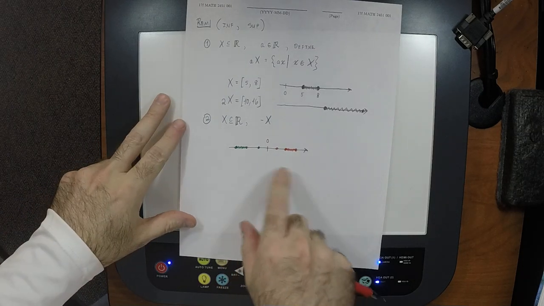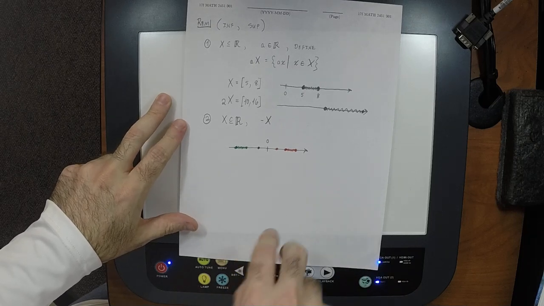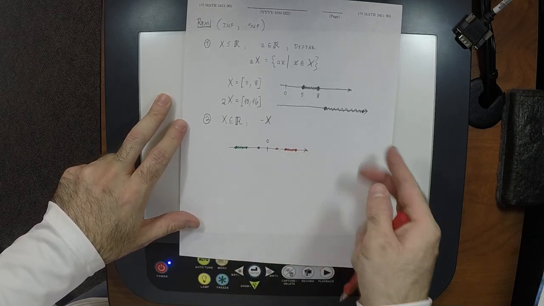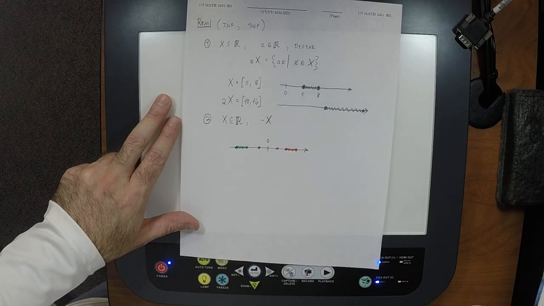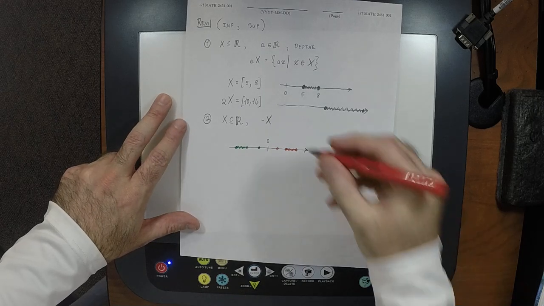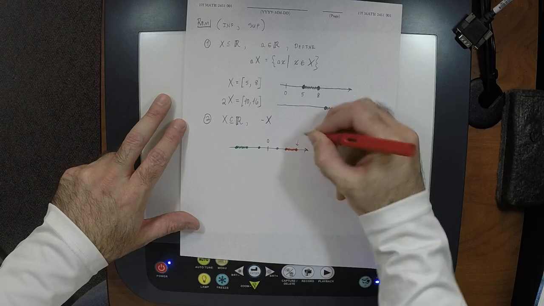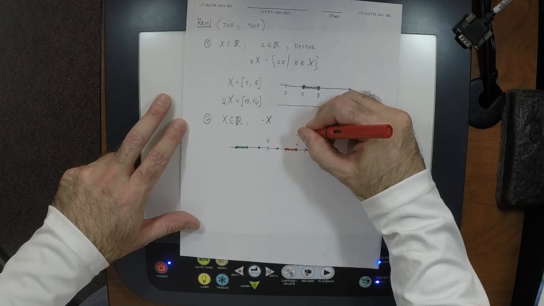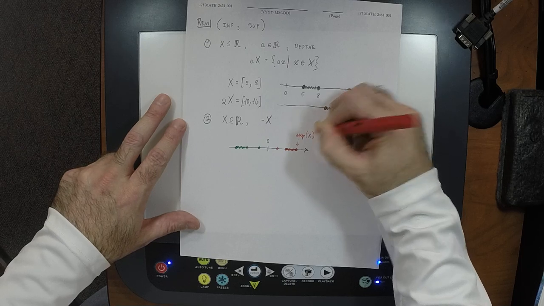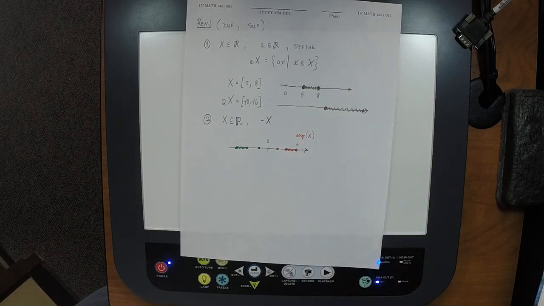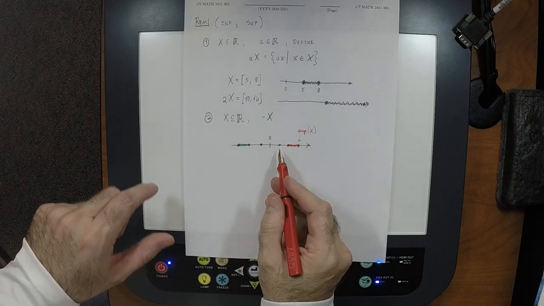in the first place, you can see that the red set is bounded. It has an upper bound. It has a lower bound. Where is the sup of the red set? It's right here. So this is the sup of set X. And where is the inf? It's that one, right?